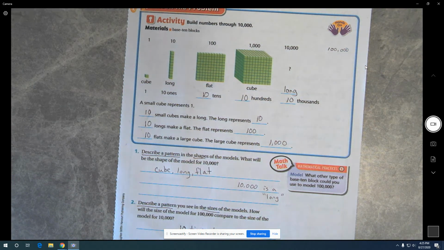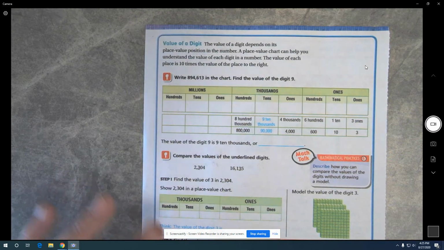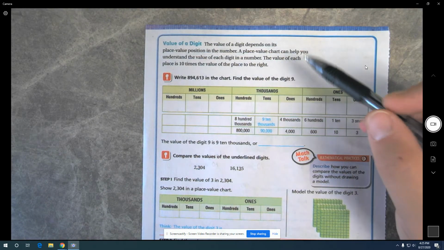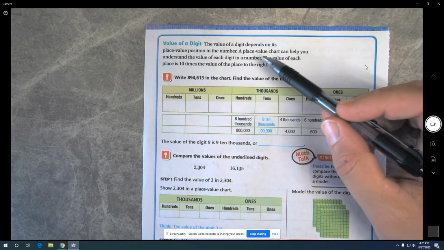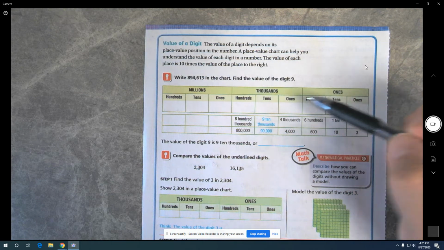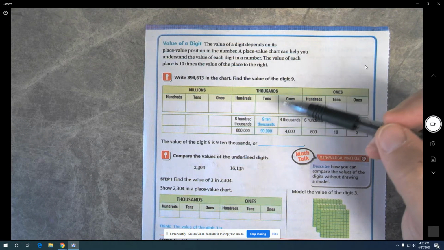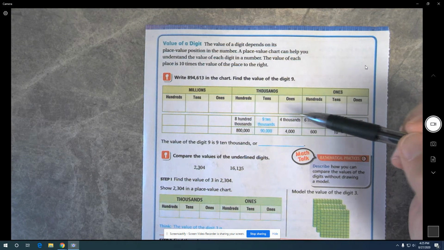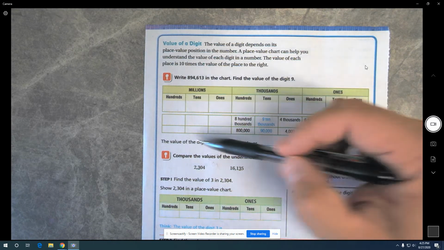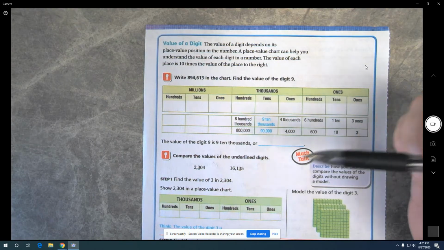Okay? Now, we're going to move to page 6. So turn your page, go to page 6. And it talks about the value of a digit. The value of a digit depends on its place value position. So they're talking about this place value chart and how a chart can help you see and record some of these values. Now, we're not going to use these all the time, but we want to be familiar with it because they're going to ask us a few questions down here.